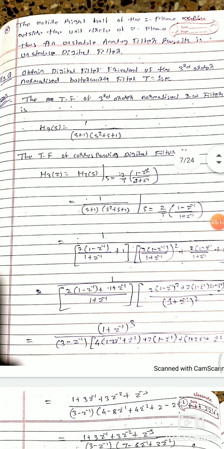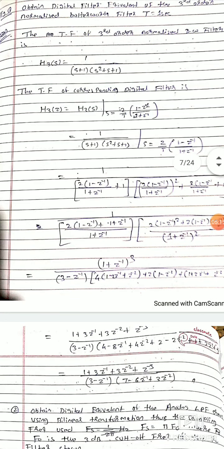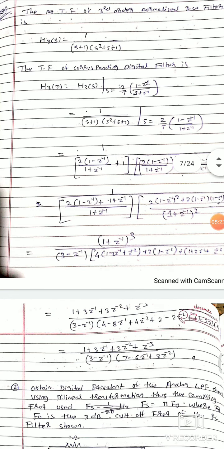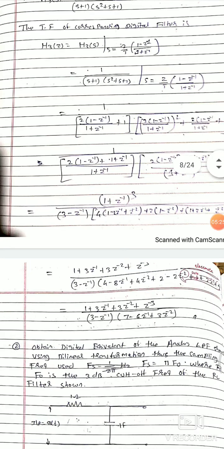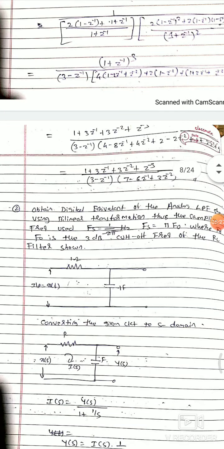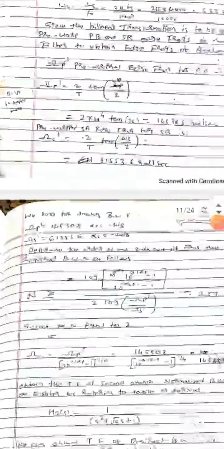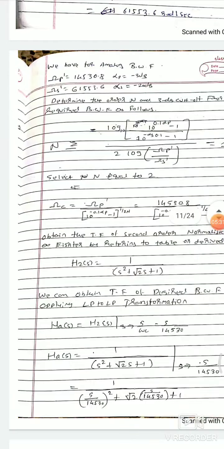Right, so one simple example where the transfer function is given here. H3 of s is given as 1 by (s plus 1) into (s square plus s plus 1). If you are asked to convert this to digital, what you have to do is H3 of z is equal to H3 of s, where s is replaced by 2 by T times (1 minus z inverse) by (1 plus z inverse). So you have to change this that way and simplify, rearrange, and you get the transfer function of the digital filter. Right, so the rest of the examples you can refer to there.